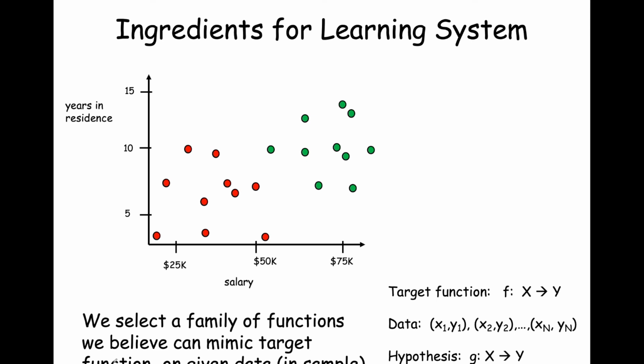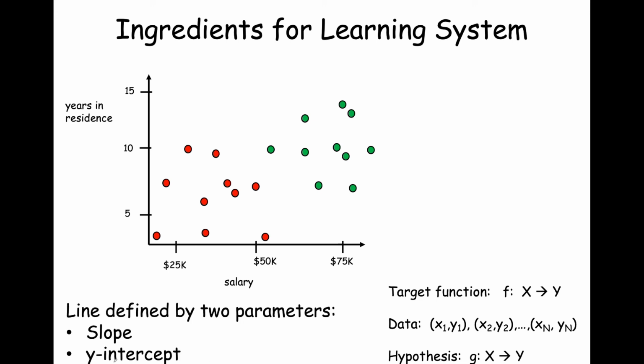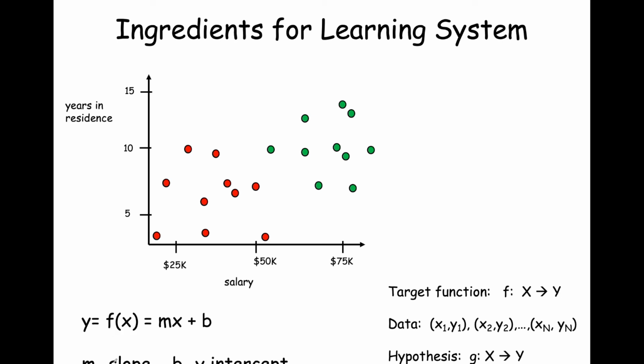And so you can select a family of functions, make an educated guess about your hypothesis set that you believe can best mimic this grouping of the points into two groups, positive and negative examples, based on the data. We're going to hypothesize a line on the plane. Going back to first principles, a line on the plane, f of x, is mx plus b. It's defined uniquely by two parameters, namely the slope and the y-intercept. So if f of x is mx plus b, m is the slope, and b is the y-intercept.